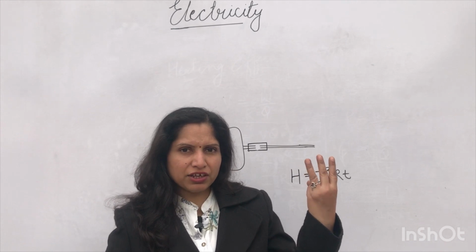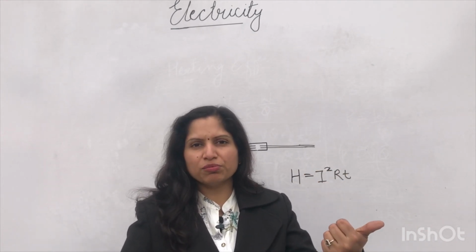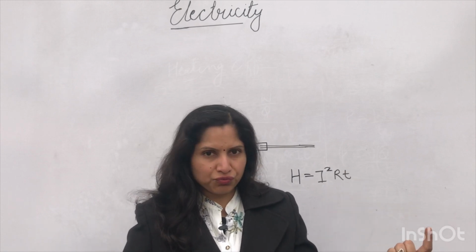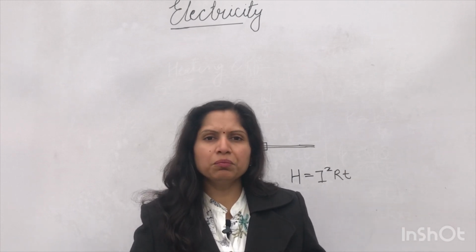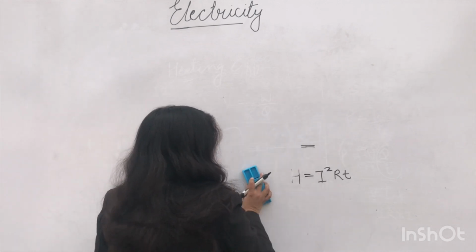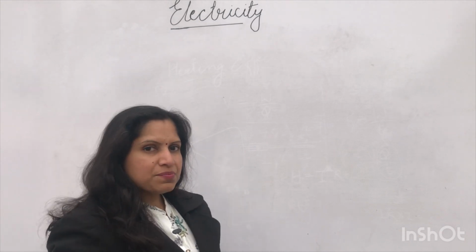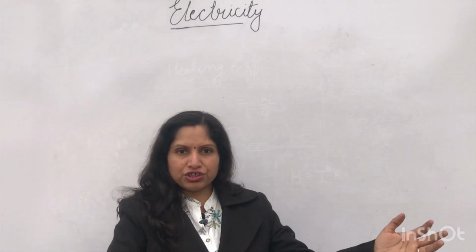So there are three applications. One is electric iron, electric geyser. These are all based on heating effect. Second is electric fuse, and the third is electric bulb. Now we are left with the last topic of our chapter. Based on that also we have some numericals in our exams, that is electrical energy.